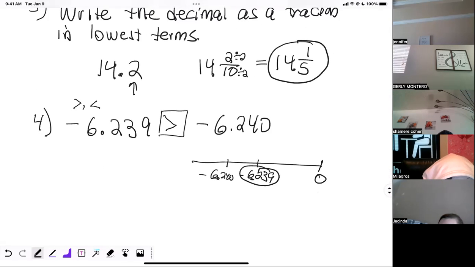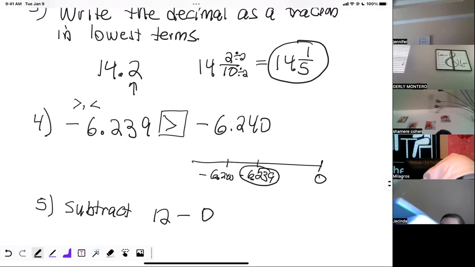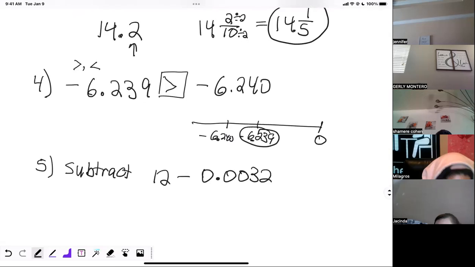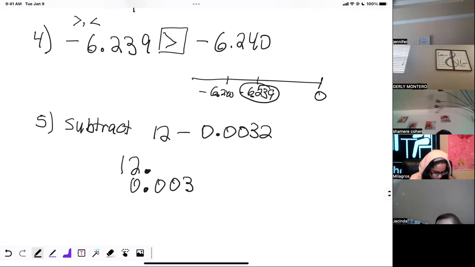Okay, I want to try this one. It's a good one to do. Subtract 12 minus 0.0032. So a big number from a really small number. So let's set it up. Remember, decimal places have to line up when you add and subtract. So that 12 has to go here, and then that 0.0032 has to go here, which means I'm going to fill in the zeros. So I have all the zeros to match my number. And then we're subtracting.